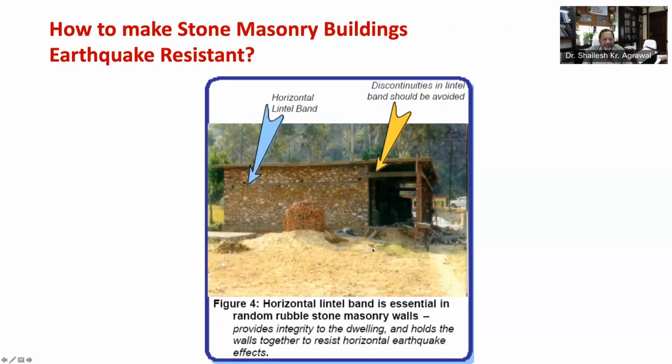The third feature is provide horizontal reinforcing elements. As you can see in this figure, the stone masonry dwelling units must have horizontal bands. Remember the earlier tip on horizontal bands, namely plinth, lintel, roof, and gable bands. These bands can be constructed out of wood or reinforced concrete. It is important to provide at least one band, either lintel band or roof band, in stone masonry construction.